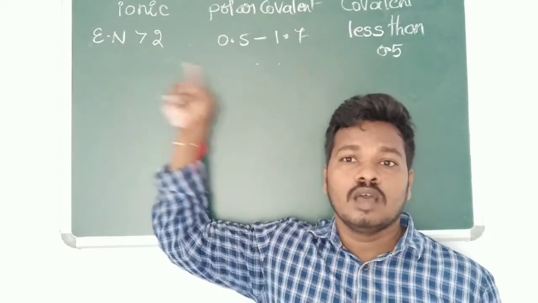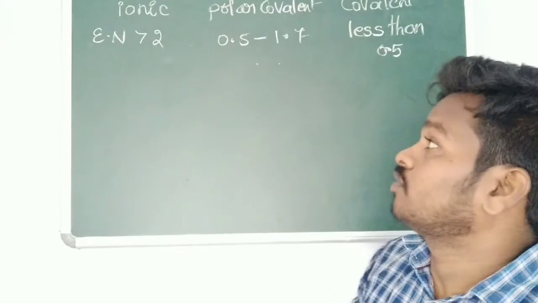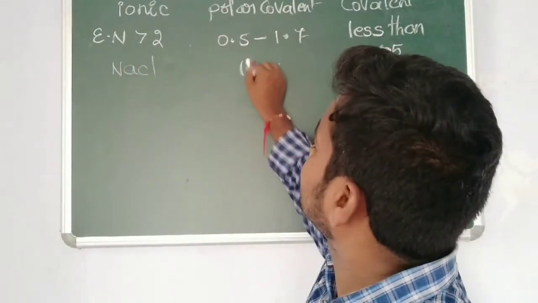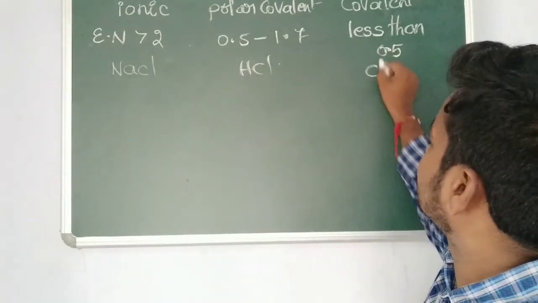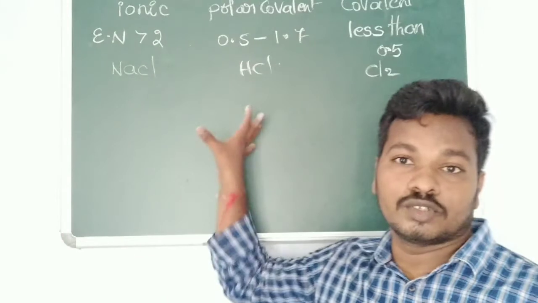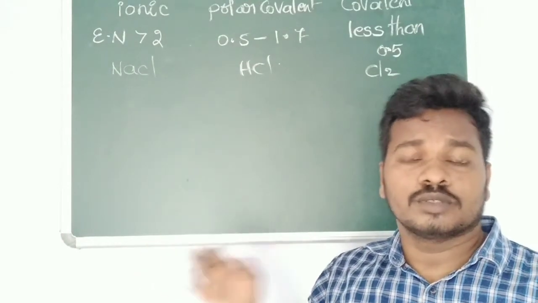So this is the method to identify whether a bond is ionic. For example, NaCl is ionic, HCl is polar covalent, and Cl2 is a non-polar covalent bond. Here we get a partially positive charge and a partially negative charge. This is today's topic. So thank you for watching.